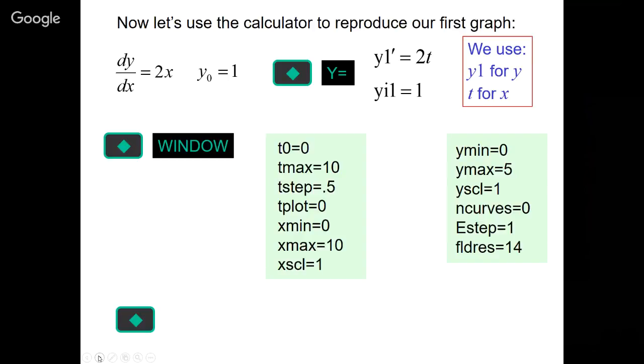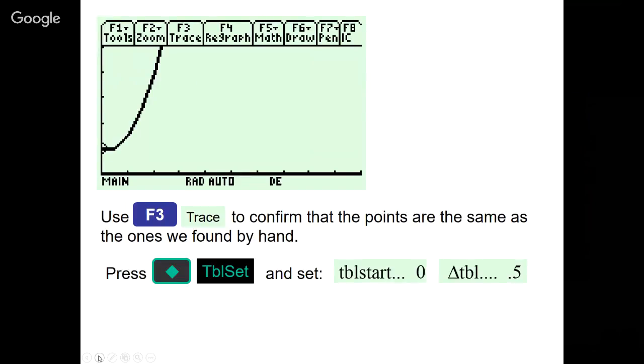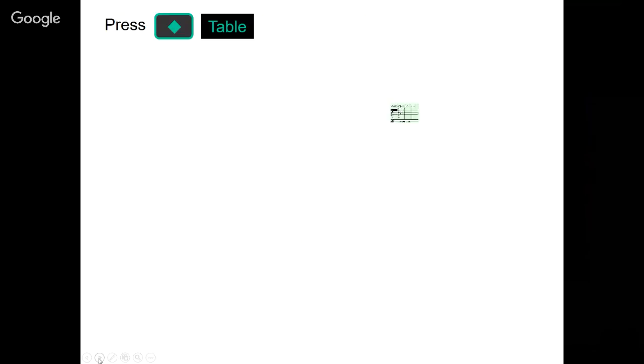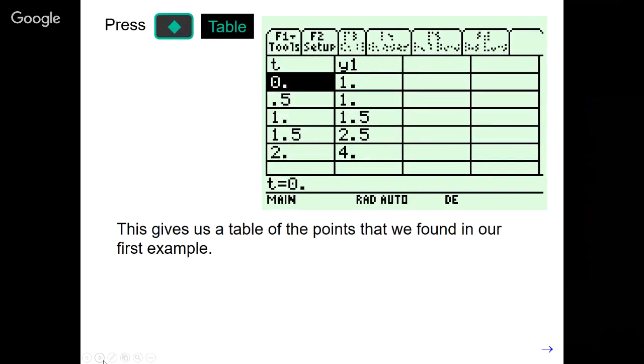All right, so we can reproduce our first graph. We did this, we did this, we did this, and then we hit graph, boom. And then I did the trace part second, but then I went back to the table set, changed the delta table to 0.5 because that was our delta y or delta x. And then you saw that that was our Euler's method with the steps that we had.